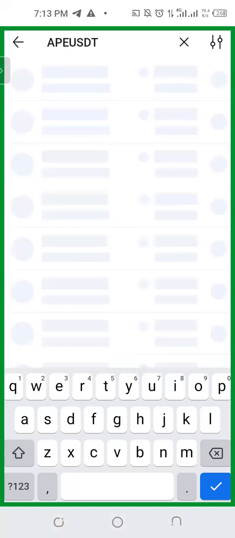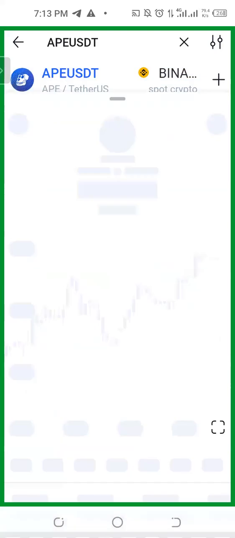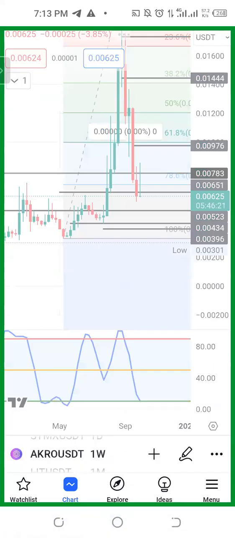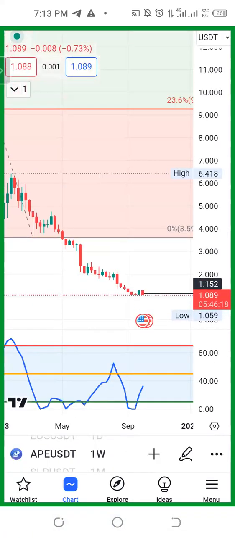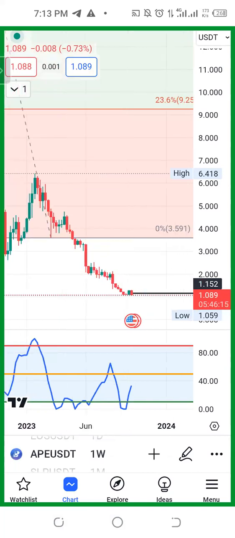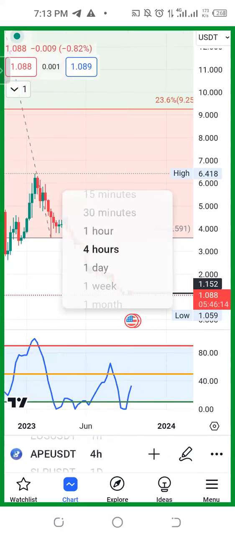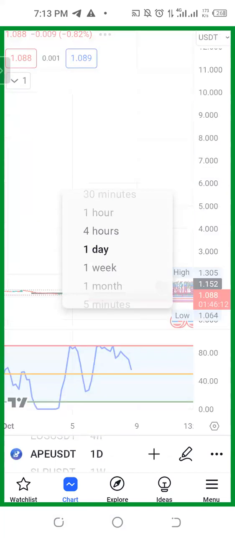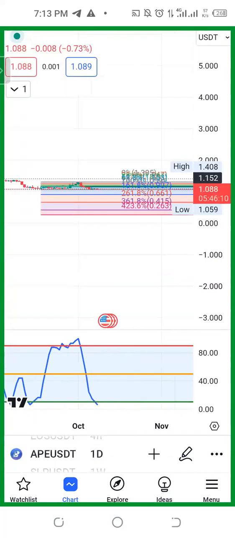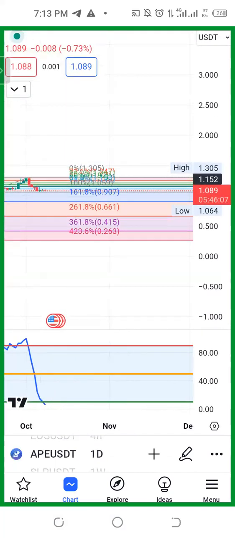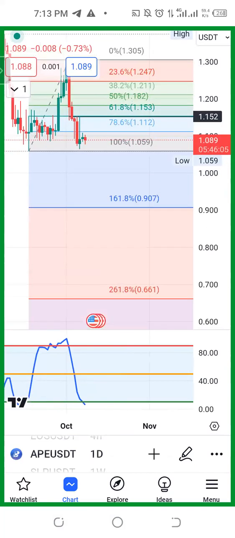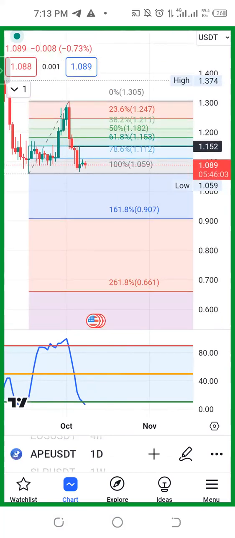USDT. So this ape. You enter it. You can see this one's about okay, this 1 week. Let me go to 1 day. Okay, you can see 1 day is coming up.